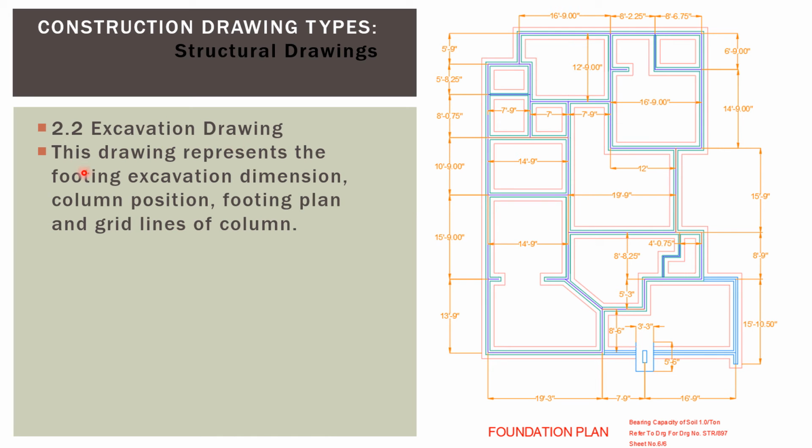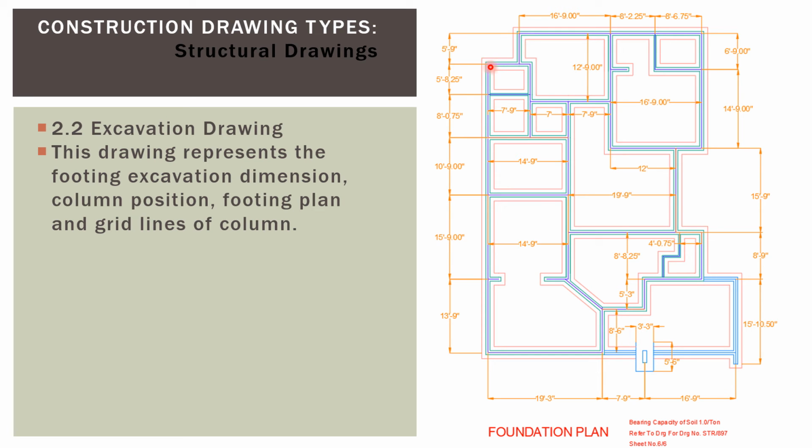Excavation plans. This drawing represents the footing excavation dimension, column position, footing plan, and grid lines of column. This blue line is the center line showing the wall, and the outside portion is indicating that we need to excavate this portion for the footing layout of this wall, and then the wall will be constructed on this footing.